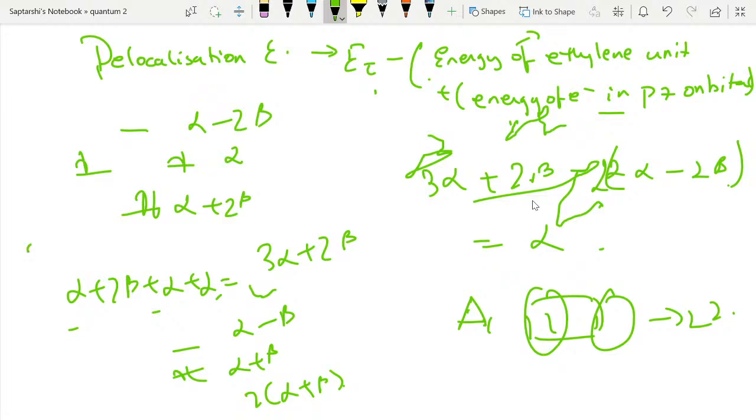See, when we find a total energy, we have to see the electrons as well. So in the lowest level, we have two electrons. So this will be 2 into alpha plus 2 beta. Then alpha, 1 electron over here, 1 electron over here. So total will be 4 alpha plus 4 beta. Right.